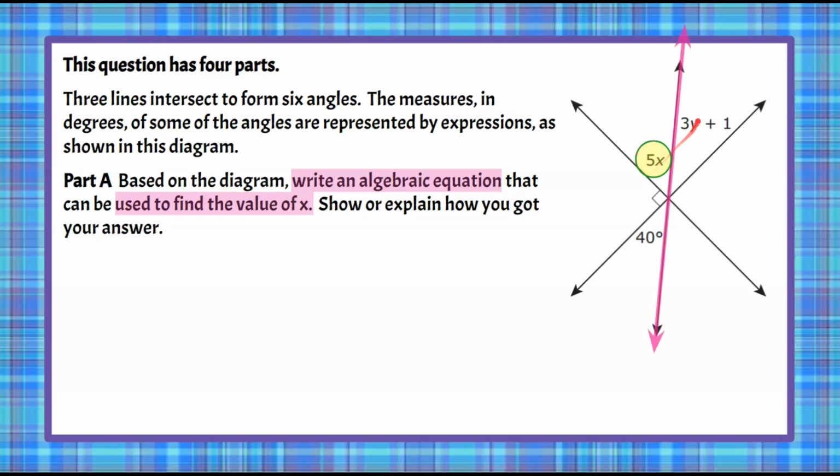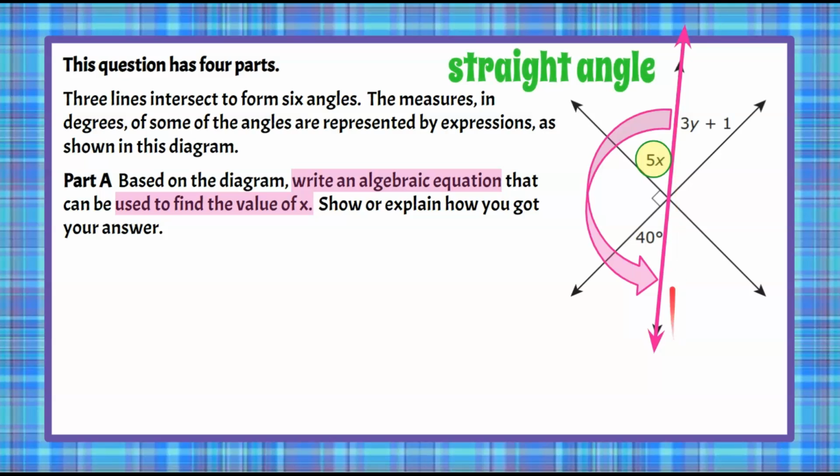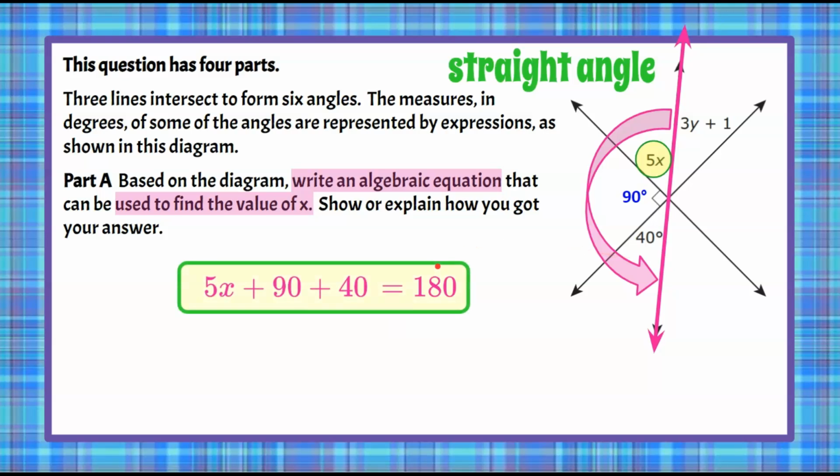So when I look at this diagram, I can see this straight line right here, and it makes a straight angle. So these 3 angles together make a straight angle. A straight angle, all those angles added up together have to be 180 degrees because a straight angle measures 180 degrees. So we know that 5x and then this square right here means that's a right angle or 90 degrees, and then we have 40 degrees. So 5x plus 90 plus 40 will equal 180. And that's your equation. Let's move on to part B.